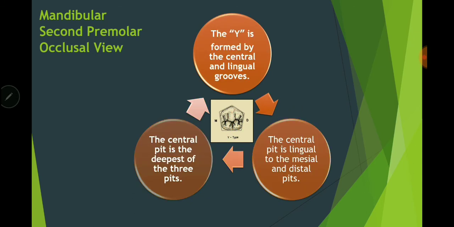The mandibular second premolar occlusal view. So this is the Y type. The Y is formed by the central groove and the lingual grooves. So the Y is formed by the central groove, and the lingual groove. So these are the lingual grooves.